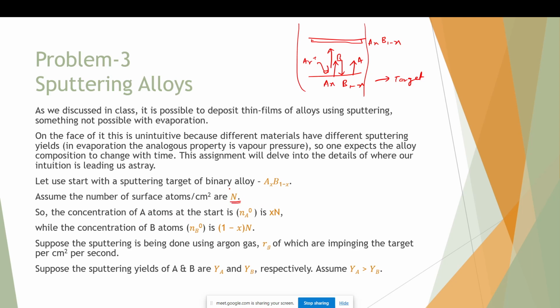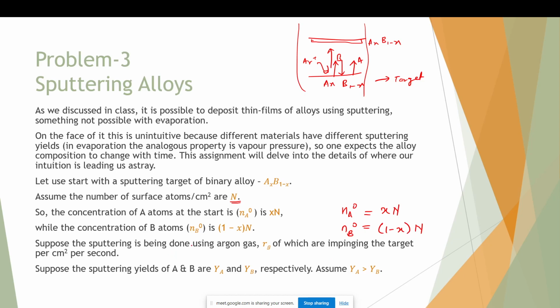So, out of this n atoms, the concentration of A atoms at the start is Na naught. Na denotes the concentration of A atoms, and since we are at time t equal to 0, I will write it as Na naught. That is nothing but x times n, because x is the ratio of A atoms and n is the total number of atoms, and Nb naught is 1 minus x times n.